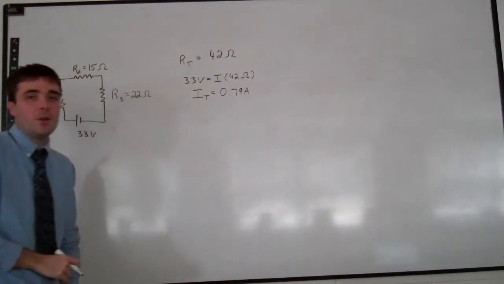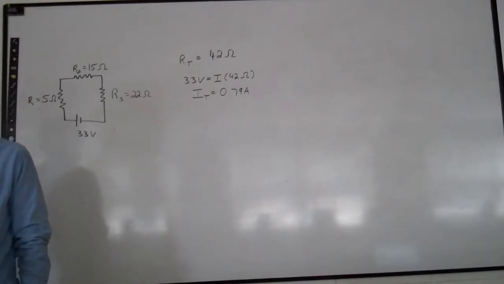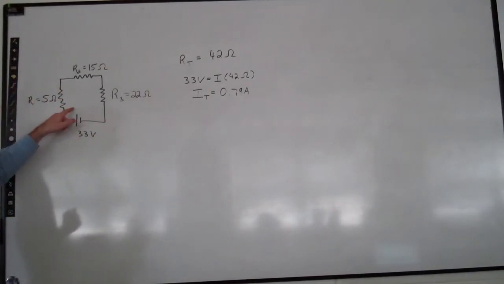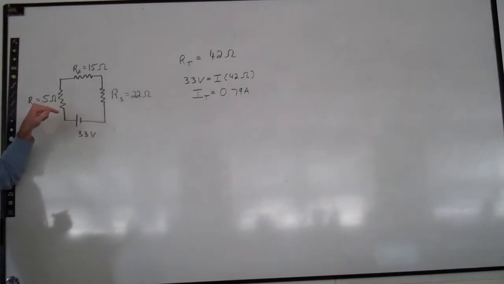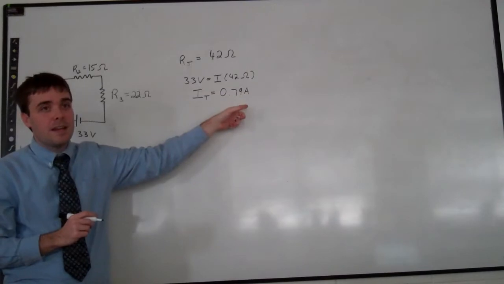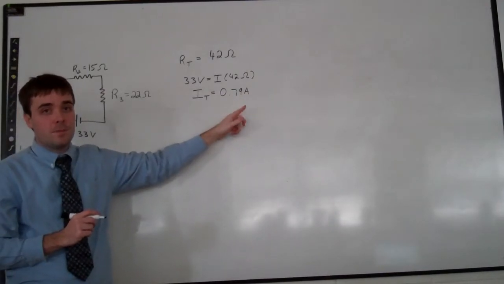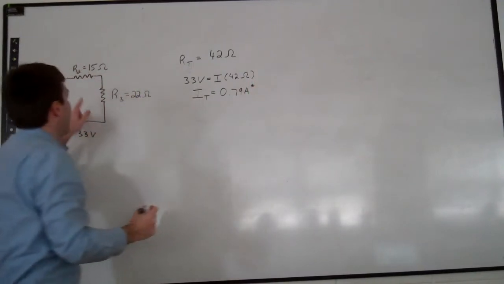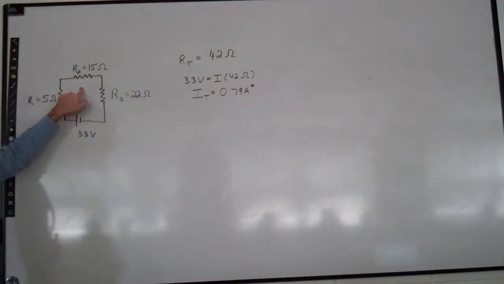Alright, everybody okay with me so far? Yeah. Alright, now, what we know is that the current in a series circuit is the same everywhere. So the current through the 5 ohm one, current through the 15 ohm one, and the current through the 22 ohm one are all 0.79 amps. So this is one of our answers. So the current through R2 is 0.79 amps. Does that make sense, everybody?